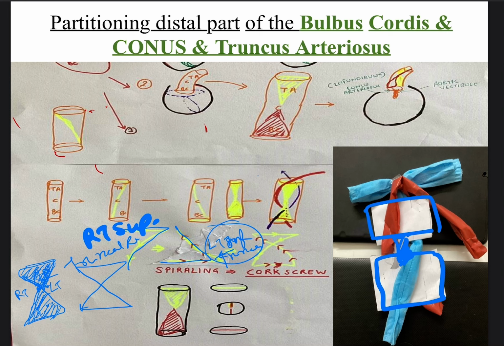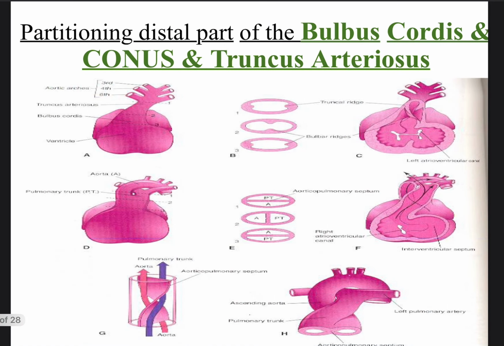Okay friends, in this diagram I am showing the aorta is initially posterior, then comes to the right side, then anteriorly, because of this spiral septum. This is the spiral septum or corkscrew type of septum. The purpose of the spiral septum is this: the aorta is initially posterior, then comes to the right and then anterior, while the pulmonary trunk is anterior initially, then goes to the left side and then goes posteriorly. This is because of this three septa formation.